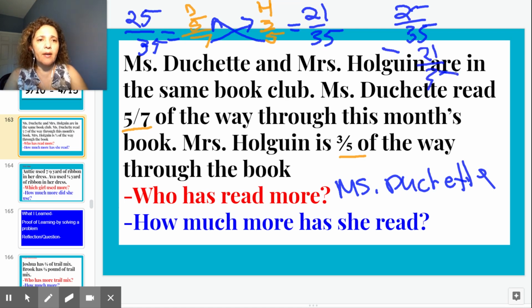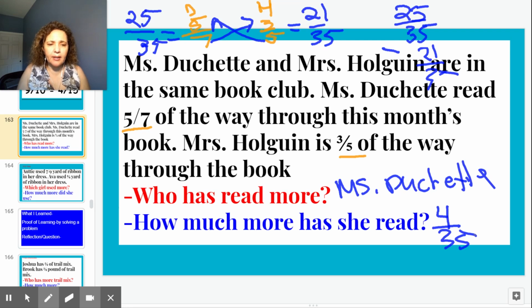So 25 take away 21 is 4/35. And I can simplify that, can I? Can I divide 4 by 2? Yeah. Can I divide 35 by 2? No. So that's my simplest answer. So Miss Duchette has read 4/35 more than myself. Okay.